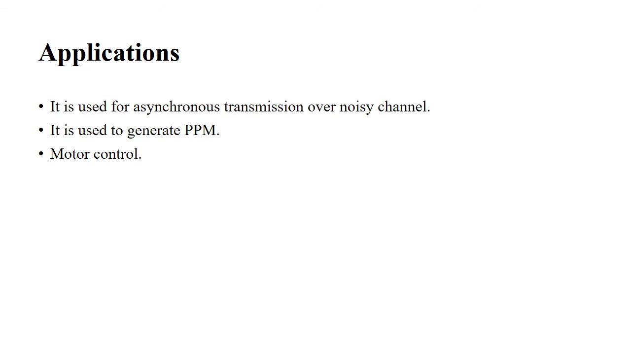Applications. It is used for asynchronous transmission over a noisy channel, and PWM is used to generate pulse position modulation. It is also used for motor control.